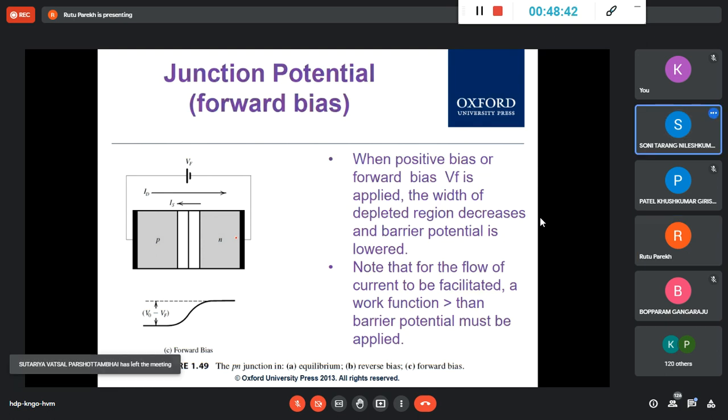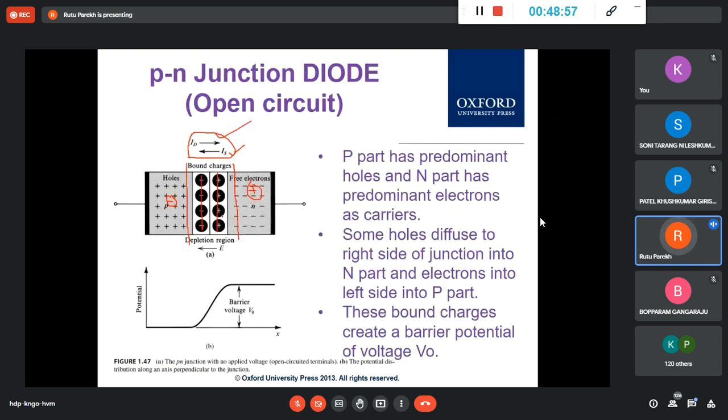Hello, ma'am. હા. Here we say, when we say that the depletion layer widens, does it mean that its width increases or the barrier potential increases? Both. See, let me get back here.